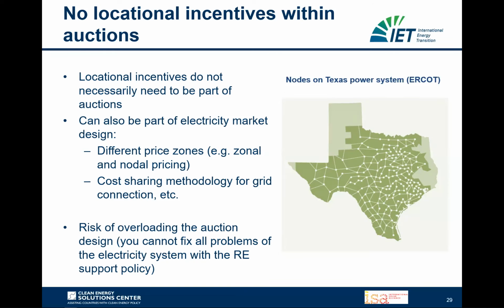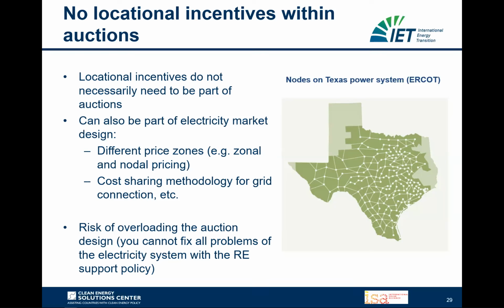So as you probably know, there are two major types of cost sharing methodology: the shallow connection charging approach and the deep connection charging approach. The shallow connection charging approach would mean that you only have to pay the grid connection to the next already existing grid connection point, whereas under the deep connection charging approach, you would not only have to pay this new connection line, but you might also have to pay for the upgrade of the already existing grid.